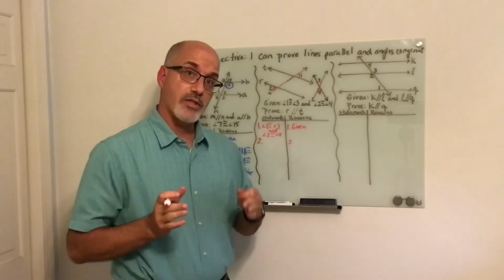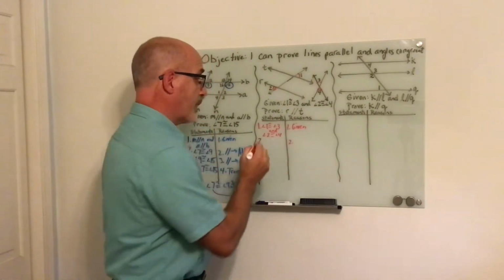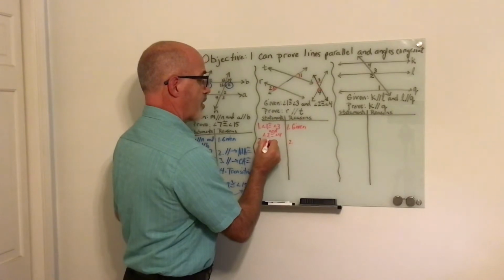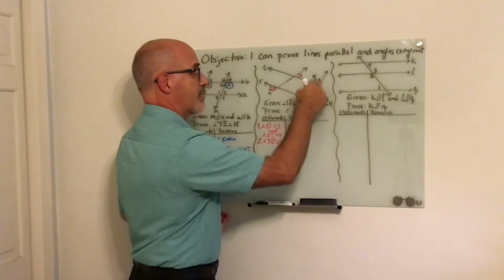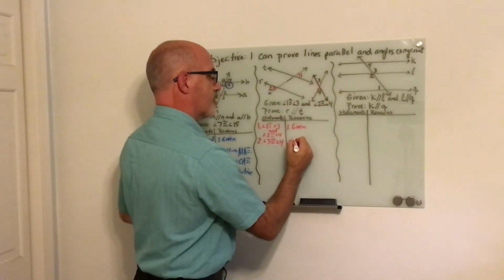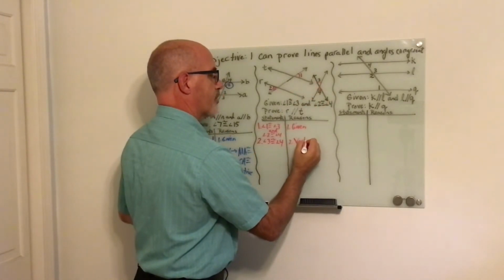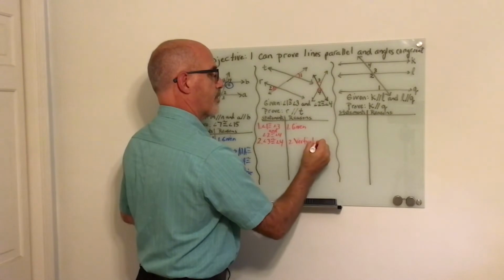So now let's go ahead and state that angle 3 is congruent to angle 4. And that's because these are vertical angles. So vertical angles are congruent.